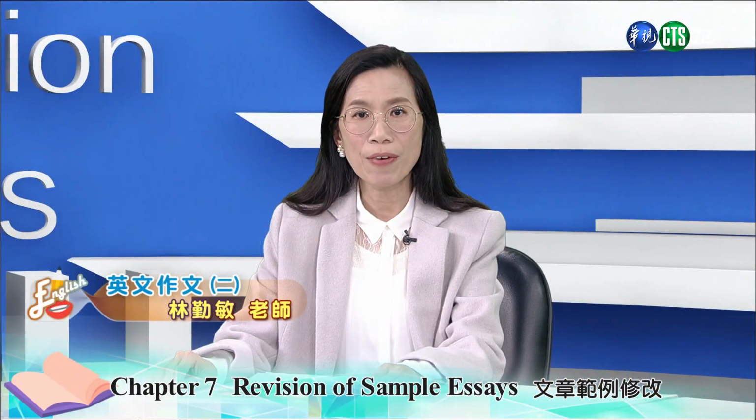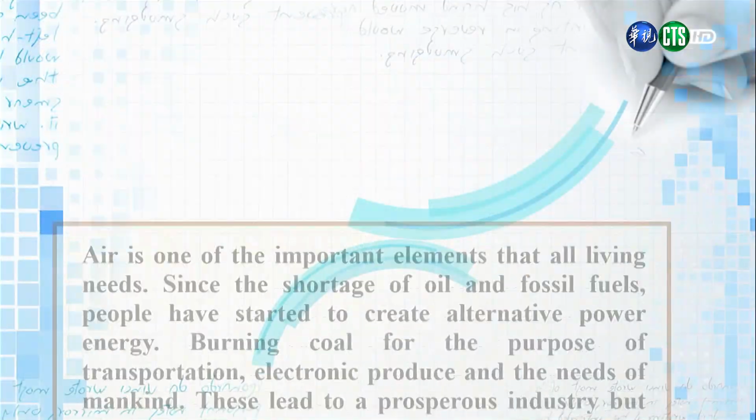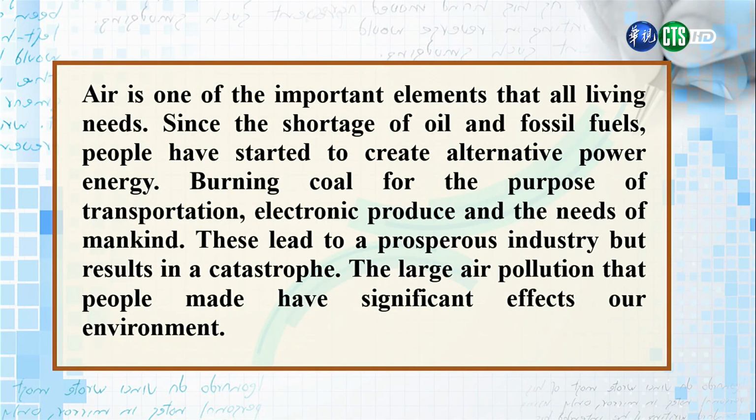那让我们先来看看范例的第一段。这一篇文章是关于空气污染的原因。air pollution 就是空气污染。Air is one of the important elements that all living needs. Since the shortage of oil and fossil fuels, people have started to create alternative power energy, burning coal for the purpose of transportation, electronic produce, and the needs of mankind. These lead to a prosperous industry but results in a catastrophe. The large air pollution that people made have significant effects on environment.